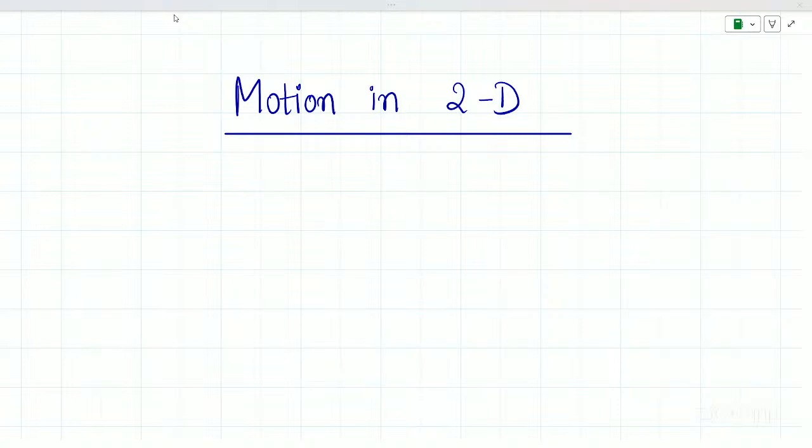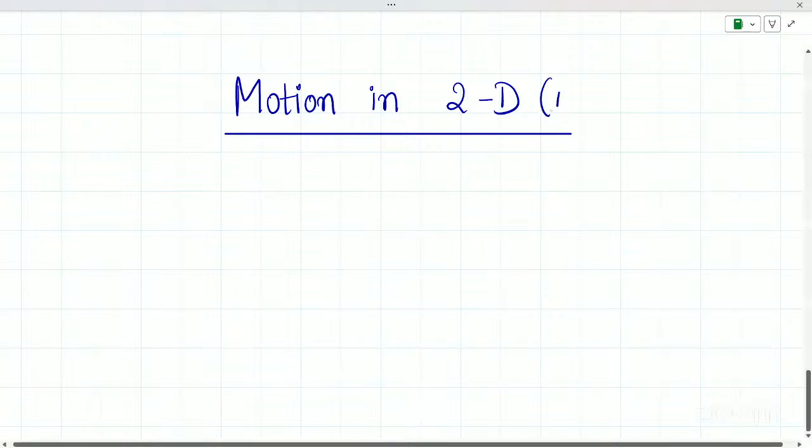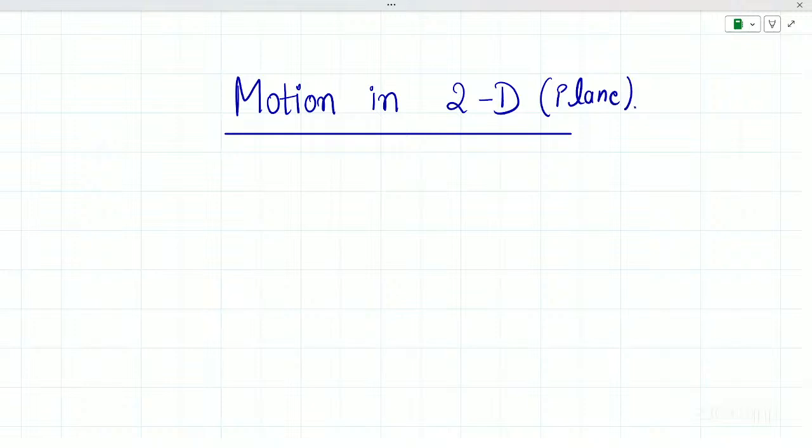So hi everyone. I welcome you all in this session of motion in two dimension, or we can also say motion in plane. So this is the new chapter we are going to start today. As the attendance is very low, that's why I'm waiting for the students, but no one has joined. So we will start the class.